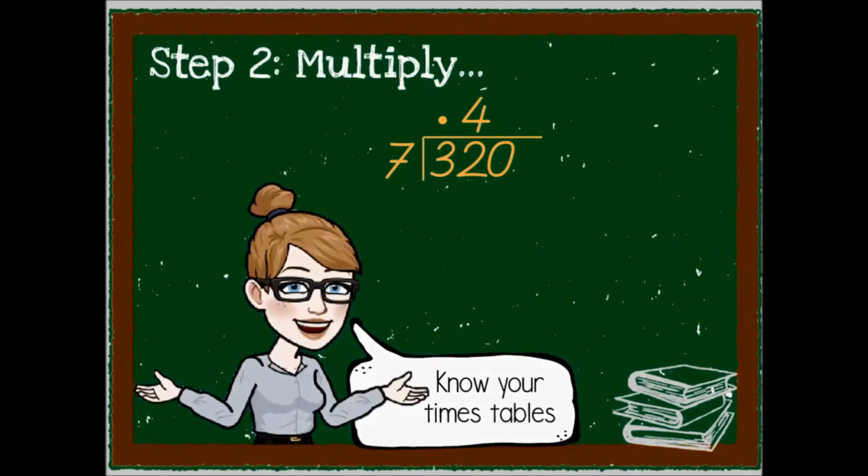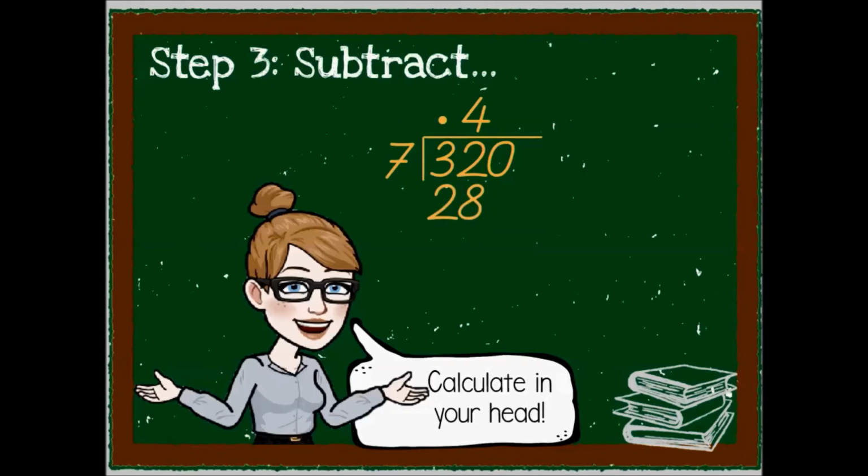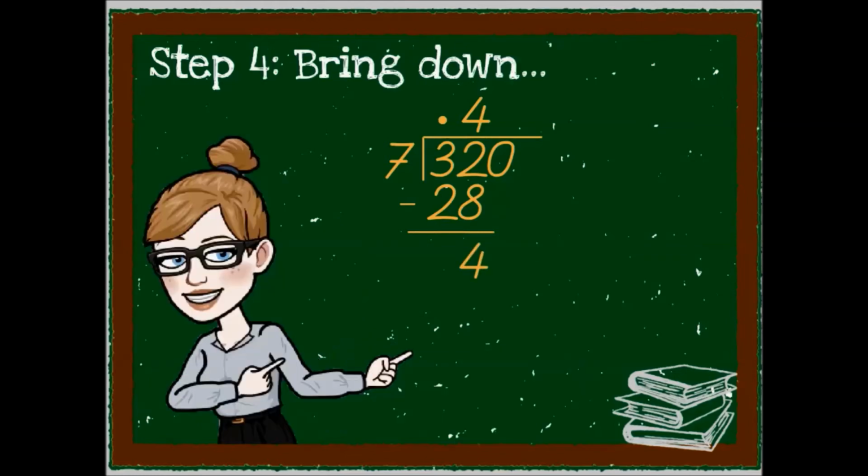Next up is Mommy Multiplier. 4 times 7 is 28, and that moves to the floor. Now we subtract. 32 minus 28 is 4. Brother brings down our next number, which is a 0. Remember, we don't bring the 2 down because we already divided with it when we divided with 32.